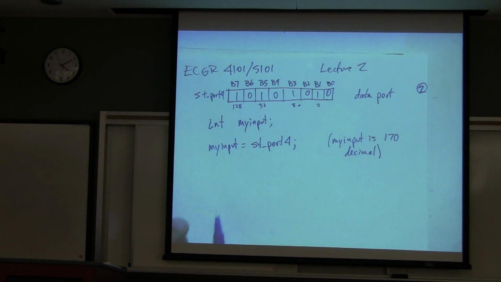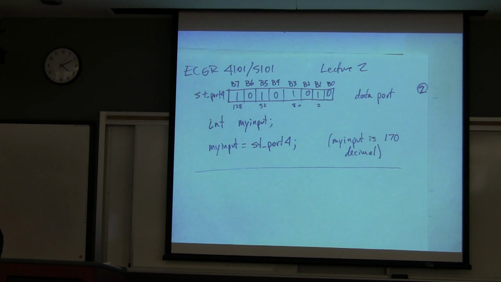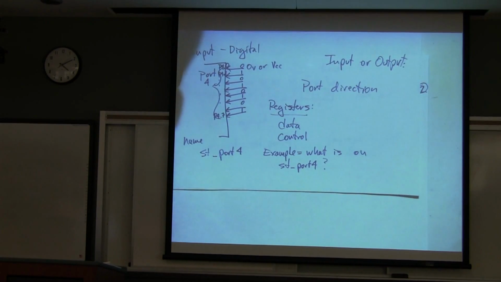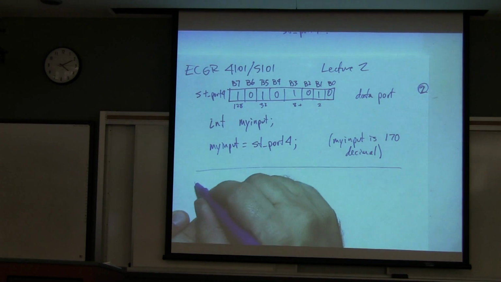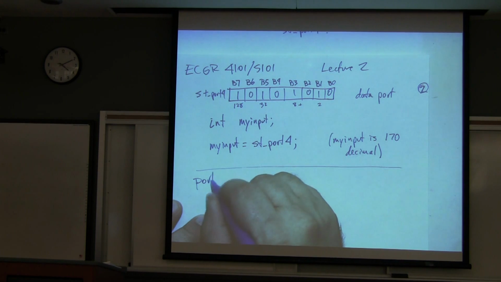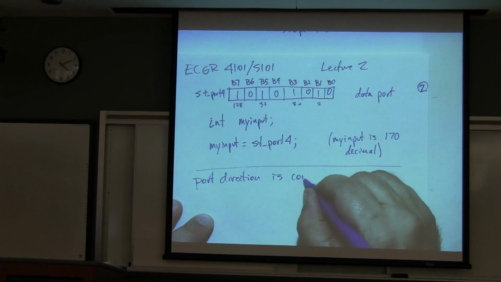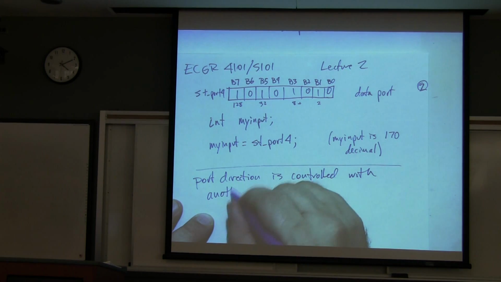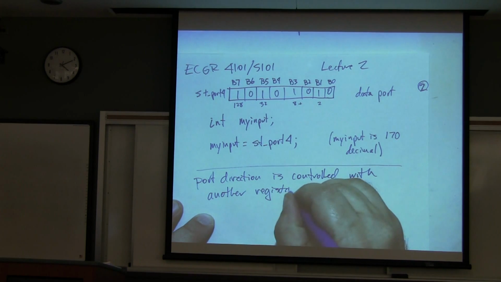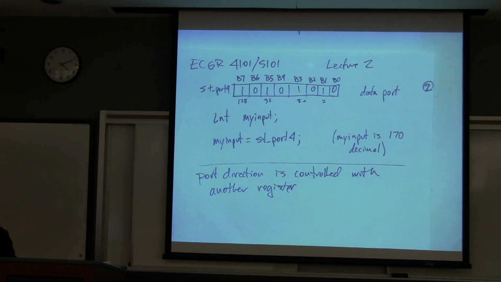So, the other aspect of this that you need to understand is that, as I said, each one of these ports, as we discussed earlier, could be input or output. So then we also need to identify what the port direction is. So port direction is controlled with another register, in particular a direction register that's very similar to what the data register will look like.